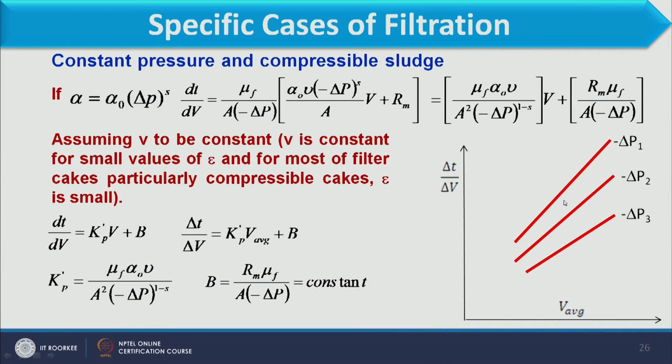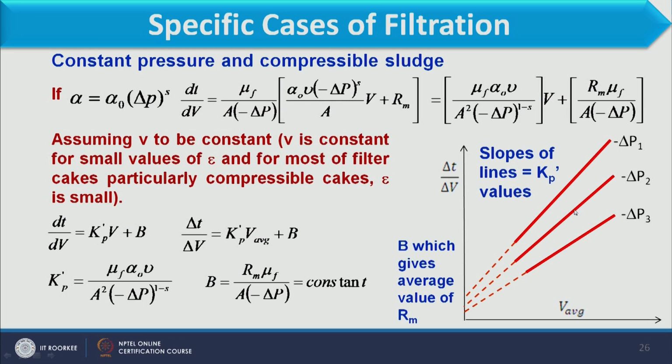Once we have 3 or 4 values of pressure drop, we have 3 or 4 straight lines in this graph. Extending these lines up to the y axis, we have 3 different intercepts. So we have 3 different values of B, and 3 different values of Rm will be calculated through these B values. The average of these Rm values will give the value of Rm.